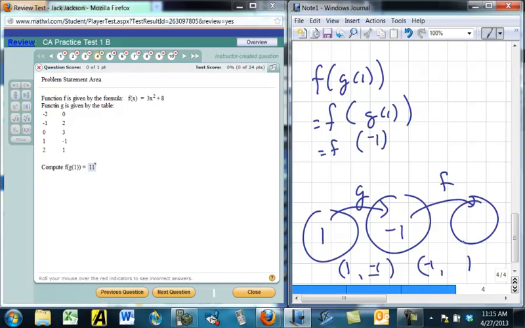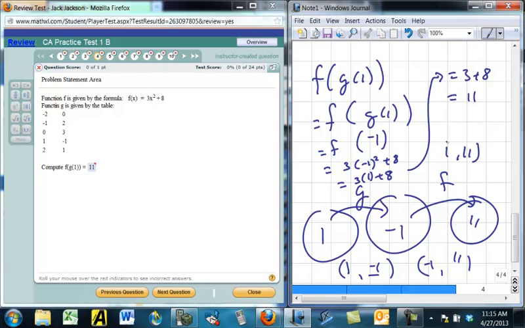We want to find the output. The output for F is found by taking -1 and placing it in place of X in the formula. And -1 squared is +1 times 3 is 3. 3 plus 8 is 11. And so ultimately the input is 1 and the output is 11. So 11, our final output, is our final answer.